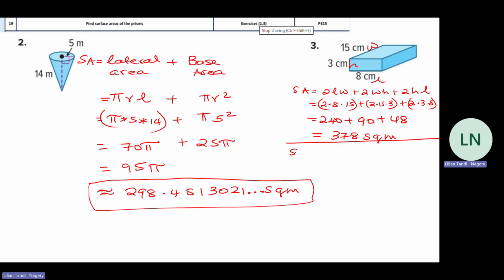Or you can do surface area equals lateral area plus 2 base area. And then you're going to use perimeter times the height plus 2 base area, which is 2 times length times width.